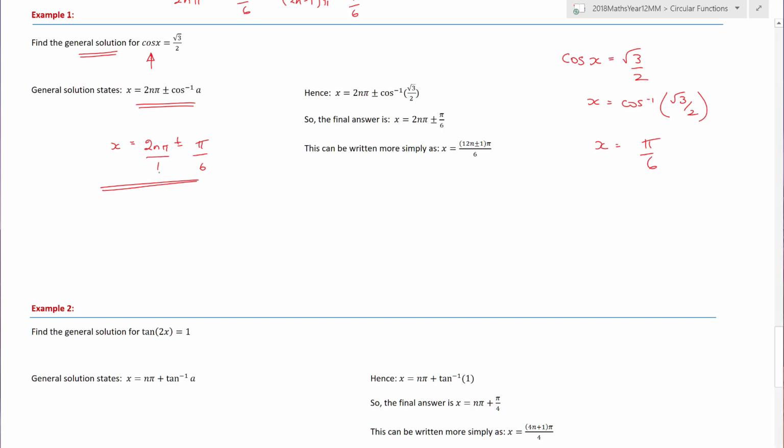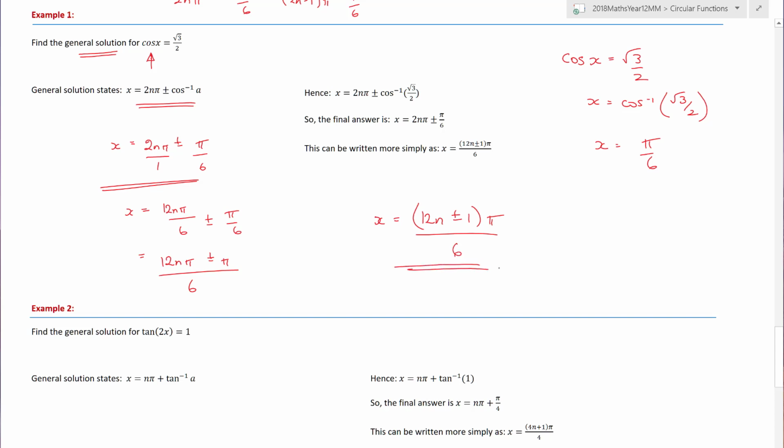So combining both of these fractions into one, that would give us x is equal to, putting this over a common denominator of 6, that would be 12n pi. Write it all over 6 gives me 12n pi plus or minus pi. And because I've now got two terms with a pi in it, I can take out pi, so x is equal to 12n plus or minus 1 pi on 6.